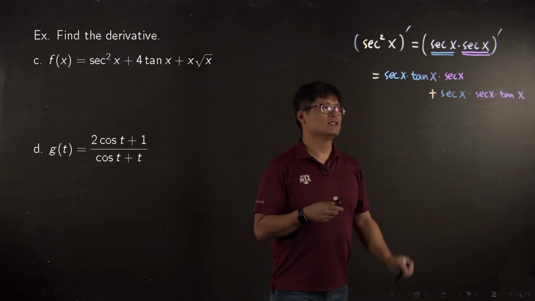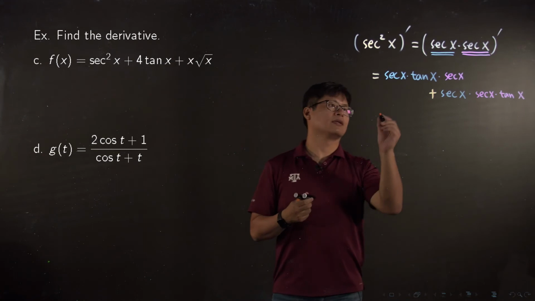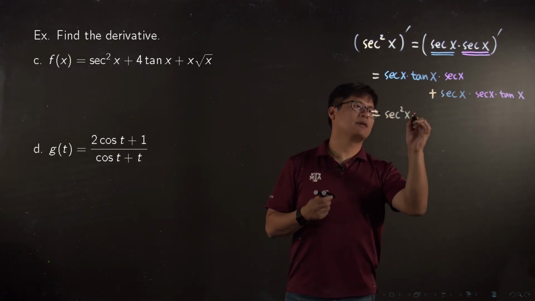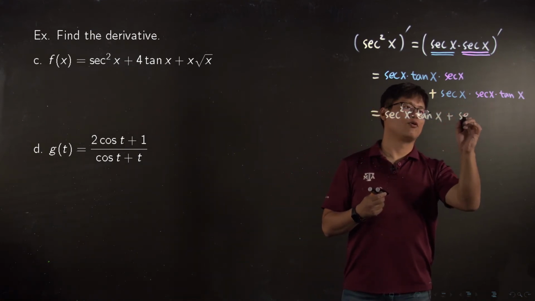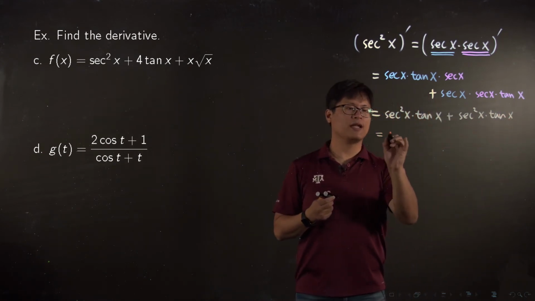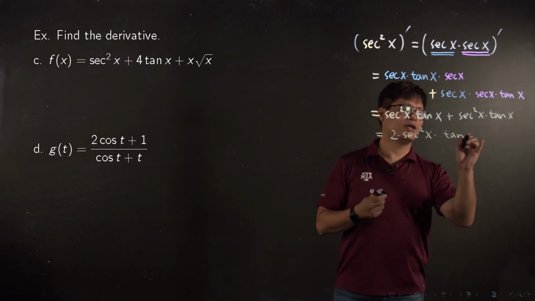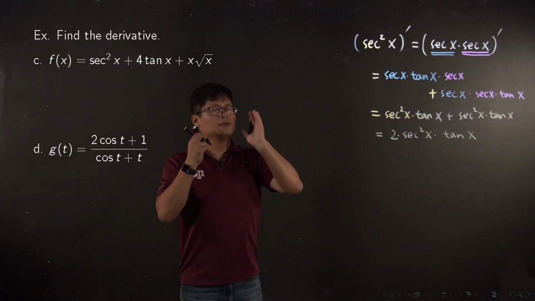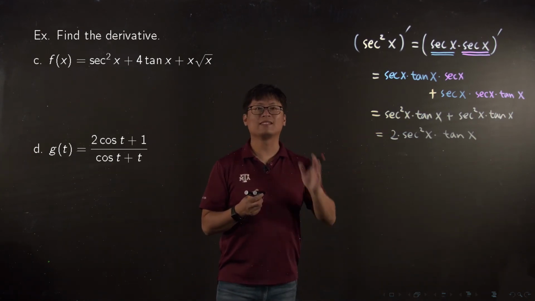Does it make sense? Let me simplify a little bit. It is equal to, look at that, we have two secants. Secant square x times tangent x, and from the second part, it is also secant square x times tangent x. So we can say that is 2 secant square x times tangent x. If you know the chain rule, you can double check with the chain rule. It is the same answer.